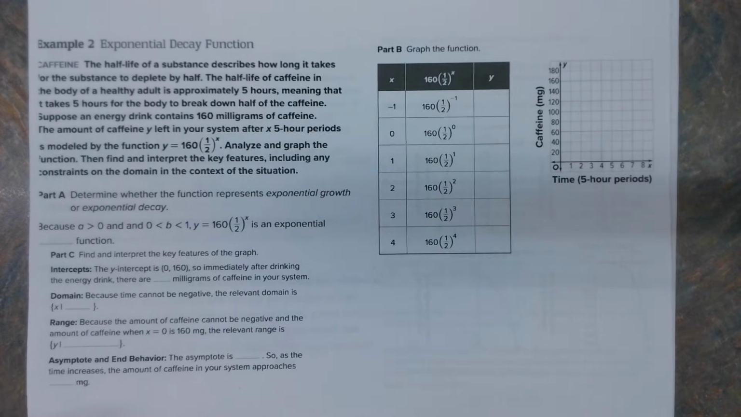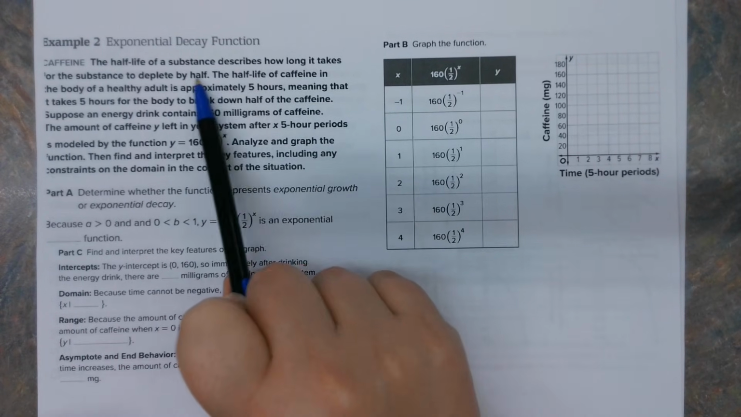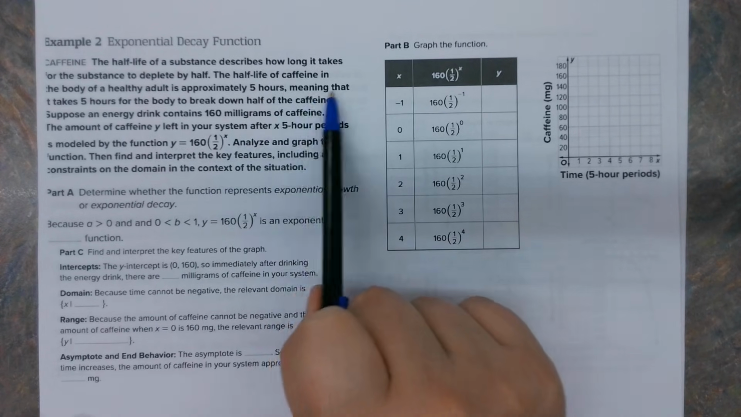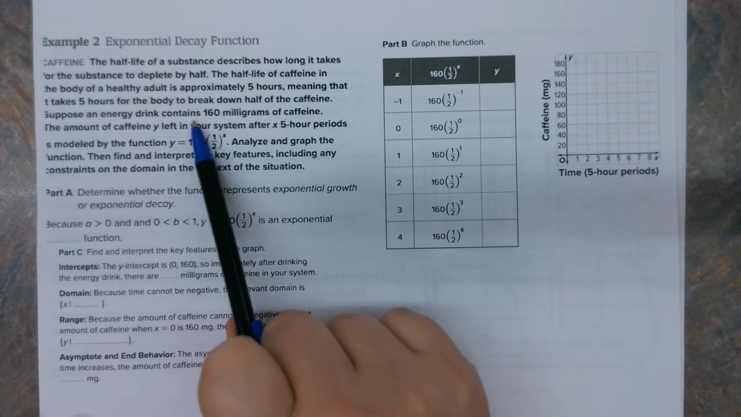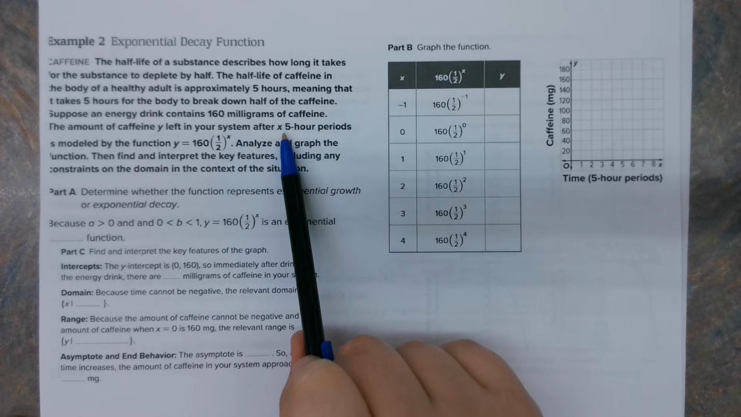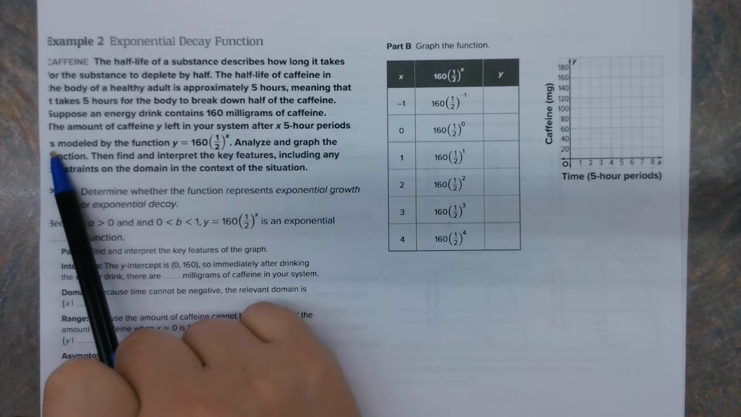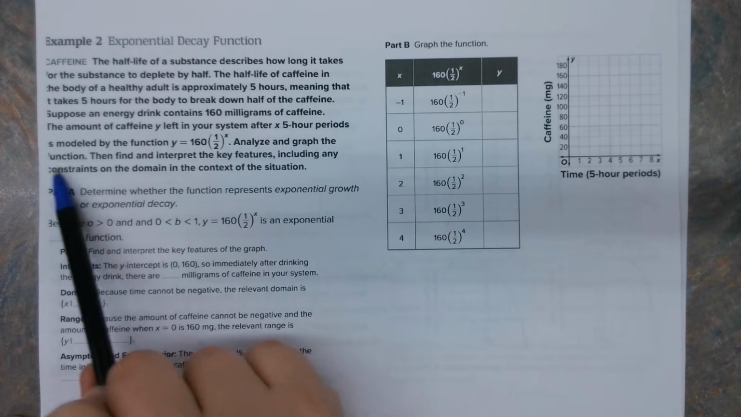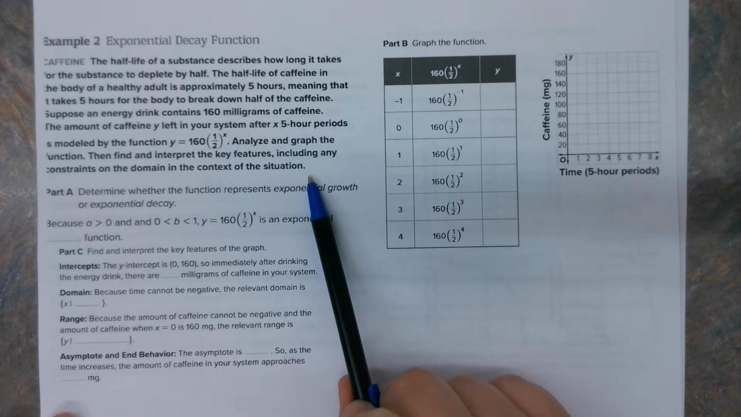The half-life of a substance describes how long it takes for the substance to deplete by half. The half-life of caffeine in the body of a healthy adult is approximately 5 hours, meaning that it takes 5 hours for the body to break down half the caffeine. Suppose an energy drink contains 160 milligrams of caffeine. The amount of caffeine y left in your system after x about 5-hour periods is modeled by the function y equals 160 times one half to the x power. Analyze the graph of the function and then find and interpret the key features, including any constraints on the domain and context of the situation.